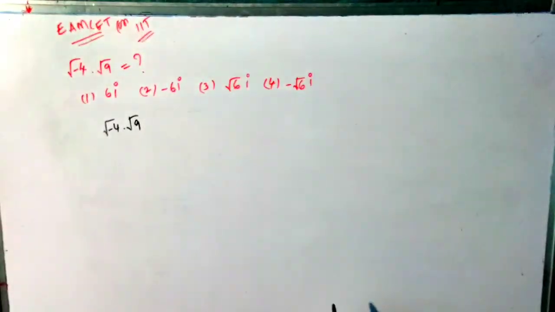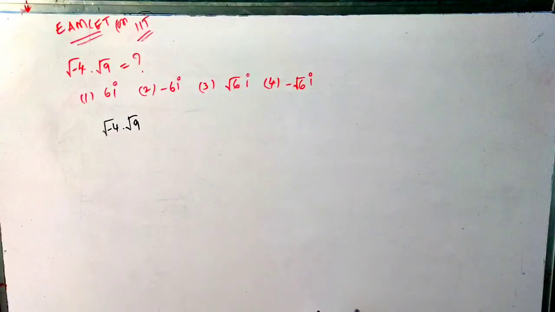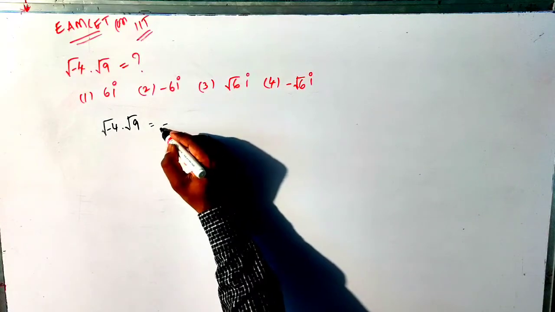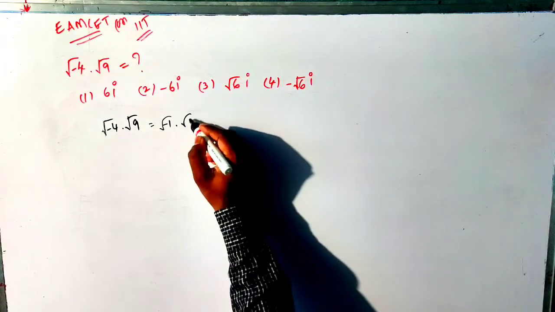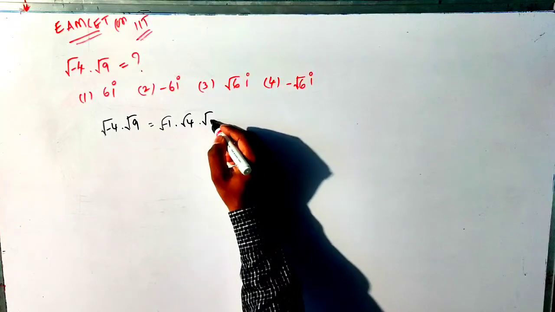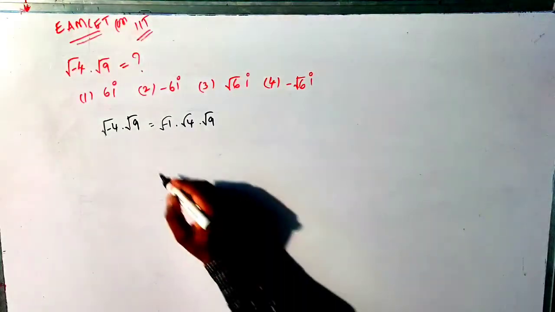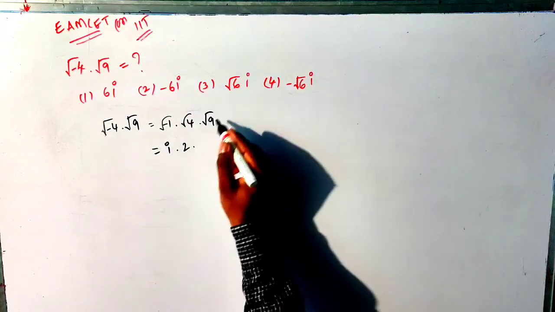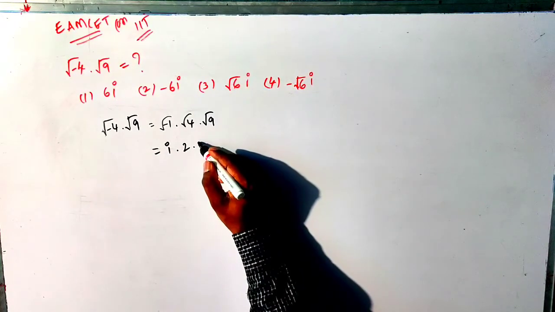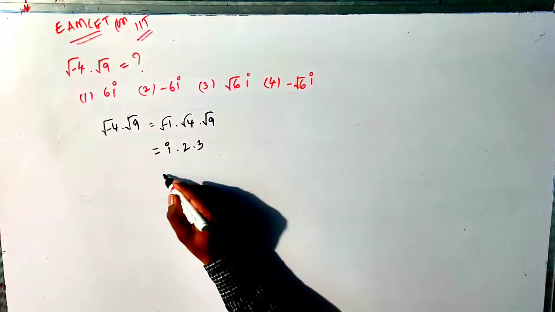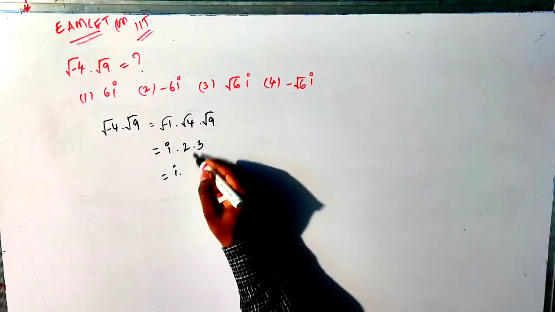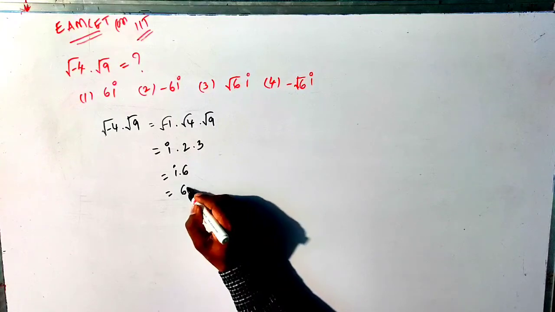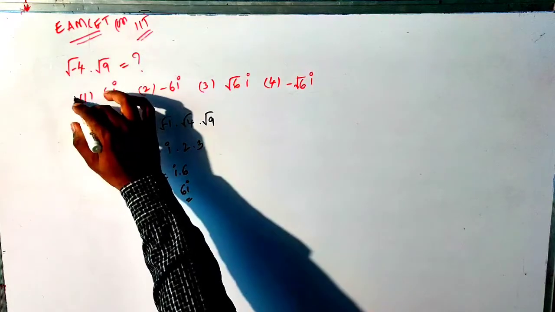Given question is nothing but square root of minus 4 into square root of 9. So that is nothing but square root of minus 1 into root 4 into root 9 as it is. Clear? So this is nothing but i. Square root of 4 is nothing but 2. Square root of 9 is nothing but 3. So what do we get here? i into 2 into 3, 6. So we get 6i here. That is nothing but the first option we got here.